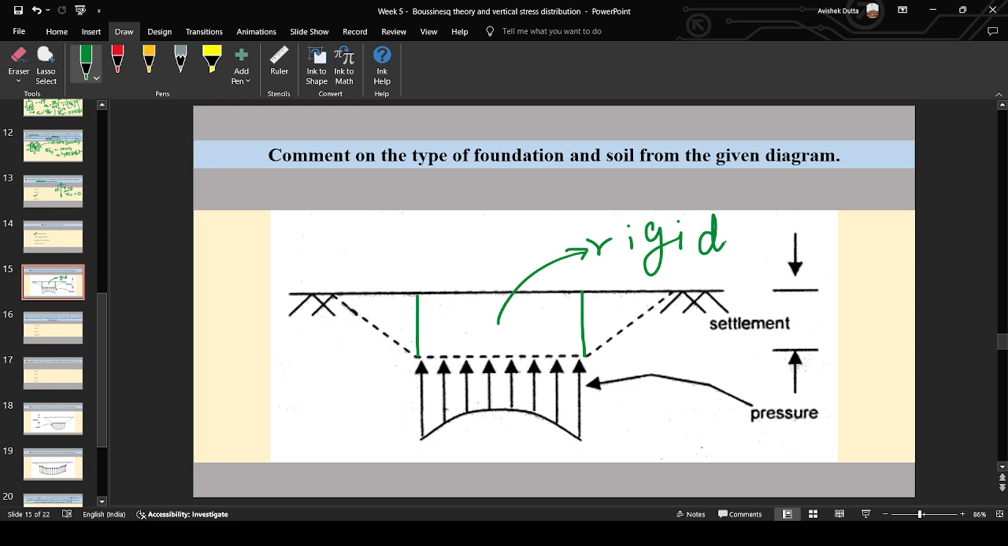Okay, rigid footing. Now you can see the pressure distribution. It is minimum at the center of the footing and maximum at the corner or the edges of the footing. This type of pressure distribution is generally found in cohesive soils. Okay, cohesive soils. So you can tell the soil is clay, whatever. I'll just name it as clay. So rigid footing on clayey soil. Type of foundation is rigid and the soil is clay. Okay. Next question.